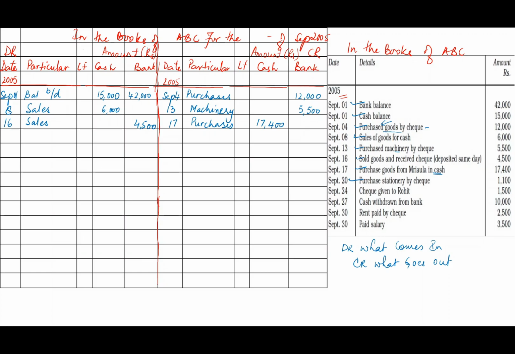Then September 20th, purchase stationery by check. So we paid check. On 20th, it will go under stationery head, 1,100, that's check. So it will go here, 1,100. This is done. Then check given to Rohit. That means money is again going out. On 24th, he has given to Rohit. So Rohit account head. Rohit 1,500. Check. Okay. This is done.